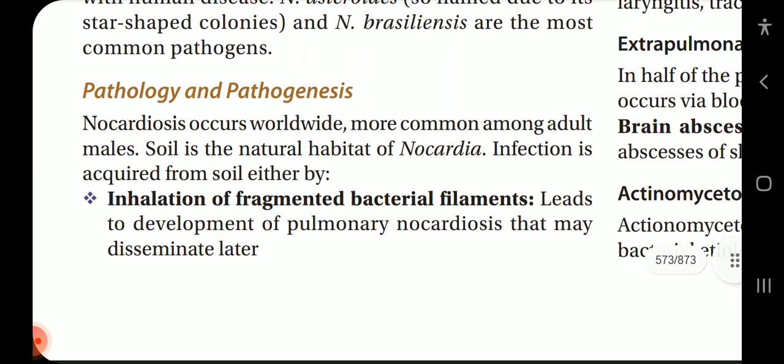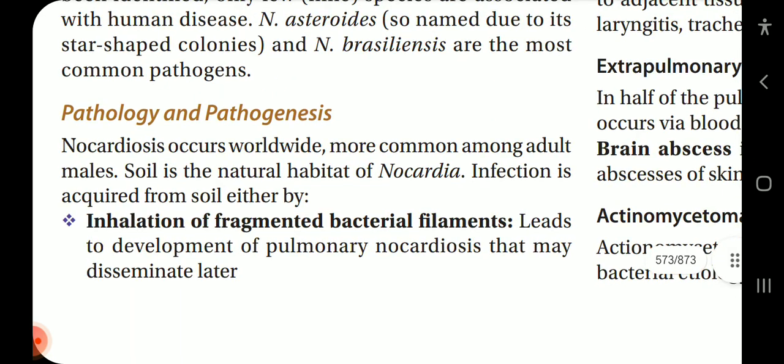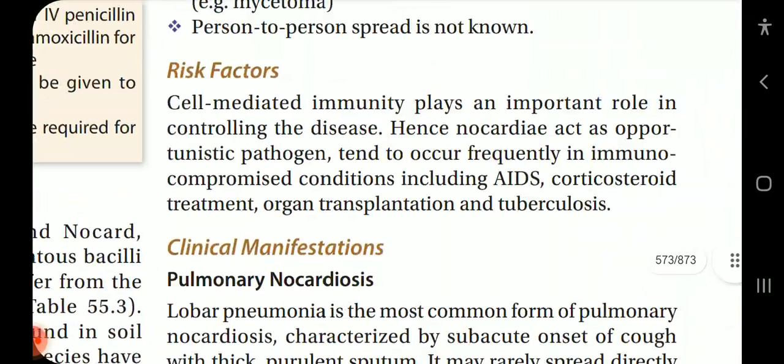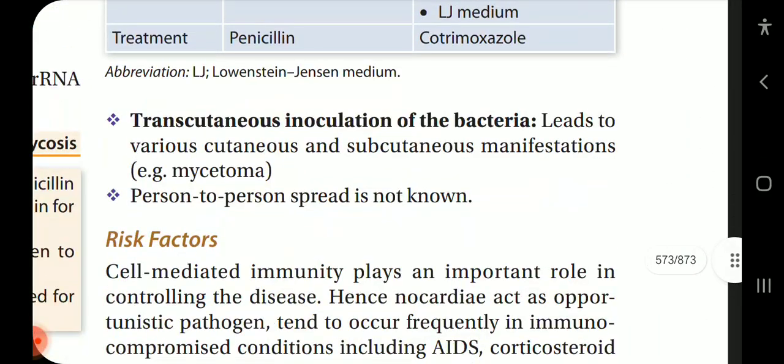Pathology and pathogenesis. Nocardiosis occurs worldwide, more commonly among adult males. Soil is the natural habitat of Nocardia. Infection is acquired from soil either by inhalation of fragmented bacterial filaments, which leads to development of pulmonary nocardiosis that may disseminate later, or by transcutaneous inoculation of bacteria, which leads to various cutaneous and subcutaneous manifestations, for example mycetoma. Person to person spread is not known.